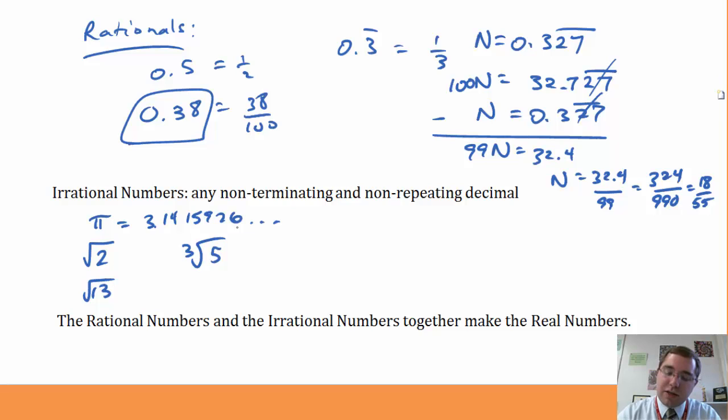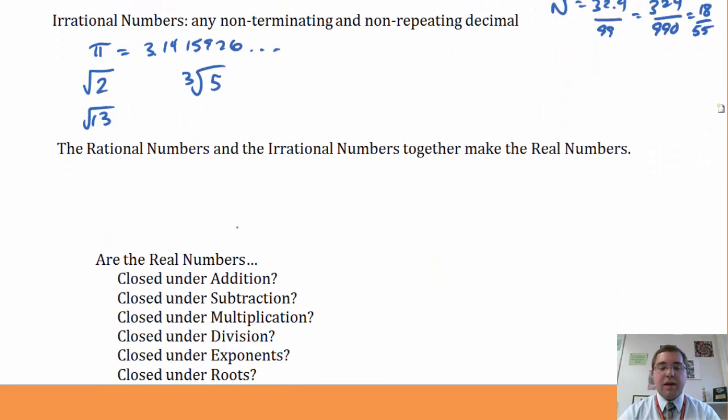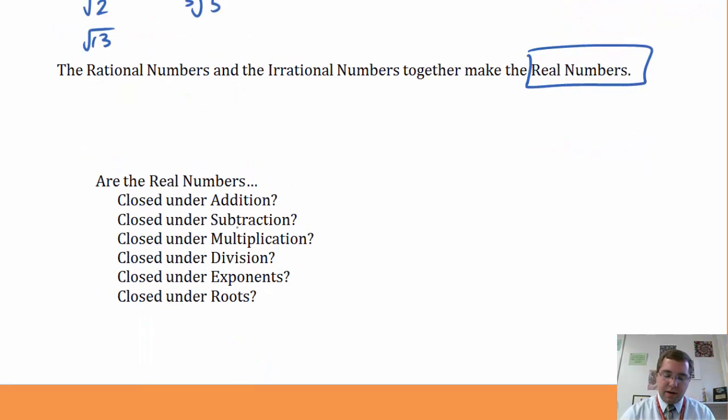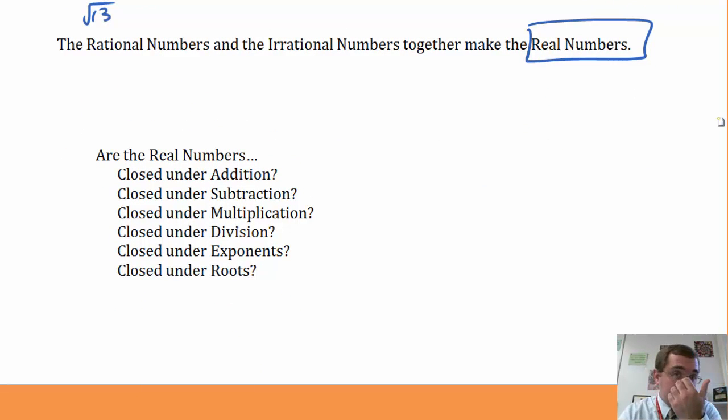If I take the set of rational numbers and the set of irrational numbers, so everything that can be written as a fraction of integers, and everything that consists of decimals that never end and never repeat, and I lump those two together, I get the real numbers. The real numbers are simply the rational numbers and the irrational numbers united together. Okay. Now this set, is this set closed under addition? Yes, I can take any two real numbers, add them, I'll get another real number. Closed under subtraction? Yes. Closed under multiplication? Yes. Division? Yes. Exponents? Yes.